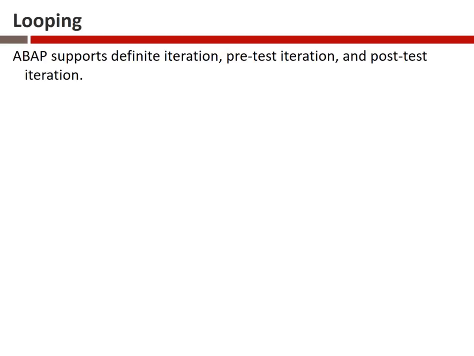Well, let's look at this in the context of ABAP. ABAP gives us, as the definite iterator, the DO statement. The DO statement simply calls for us to create a loop where we explicitly state, do whatever's in the body of our loop here a designated number of times.